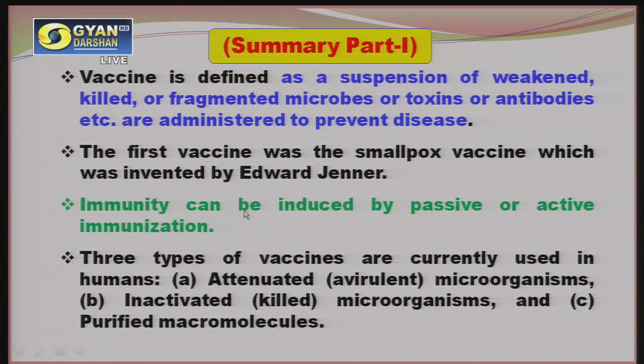You have also learned that immunity can be induced by passive or active immunity. In case of active immunity, we can give vaccines or the various infectious agents like bacteria or viruses, and it can immunize. There are 3 types of vaccine currently used in humans. One is attenuated avirulent microorganisms. Another is inactivated, killed or dead microorganisms. And the third one is purified macromolecules.